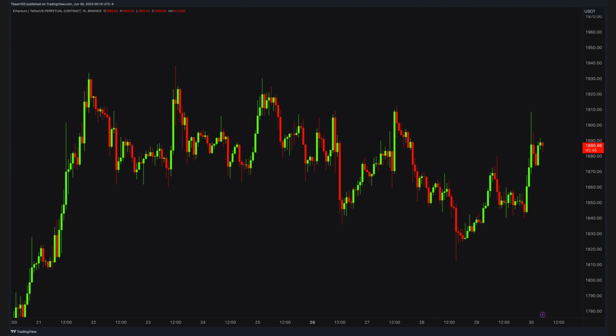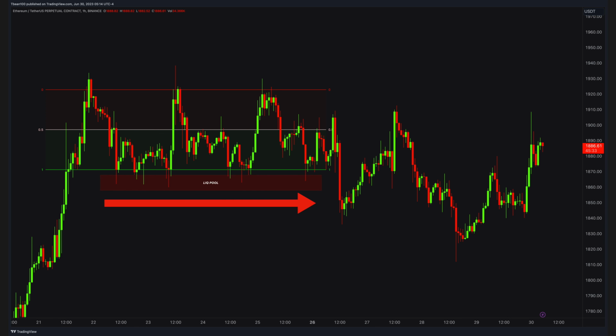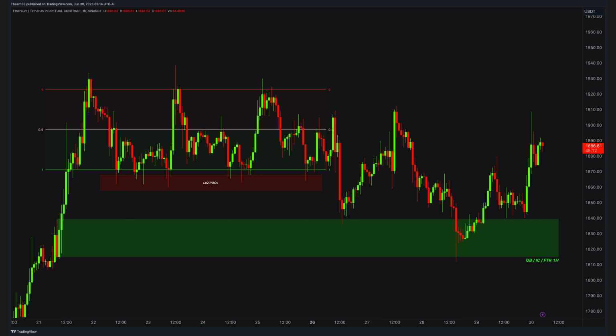I was also watching the Ethereum. It was building this extremely perfect range here. Three-top pattern at the top, insane liquidity pool at the bottom. What a great range here. There was also this nice hourly order block at the bottom, which is also a nice FTR candle.